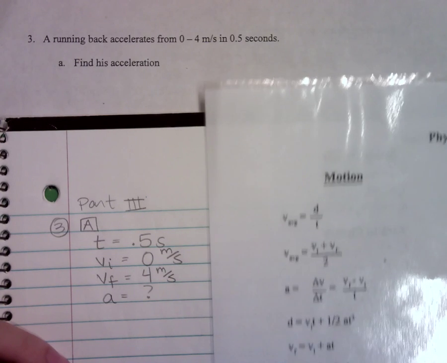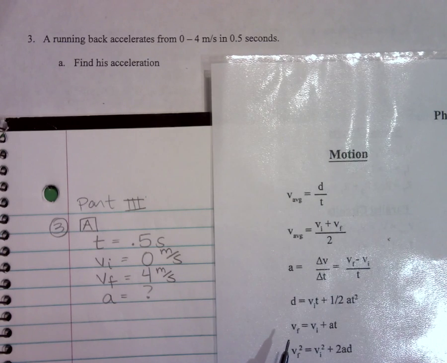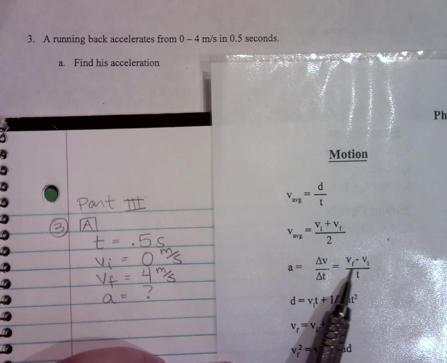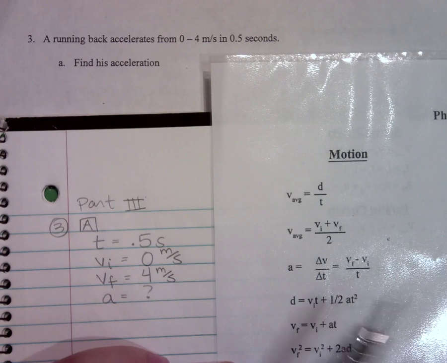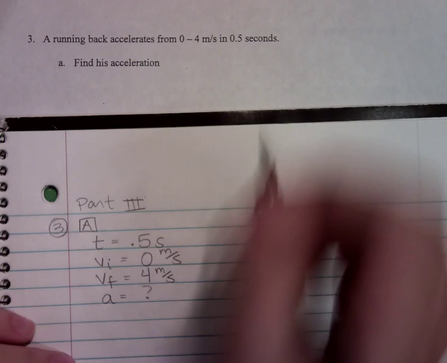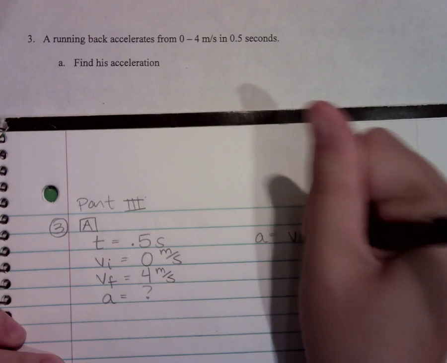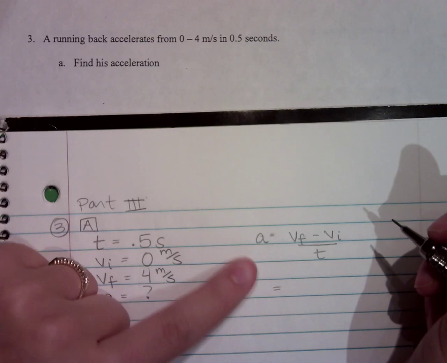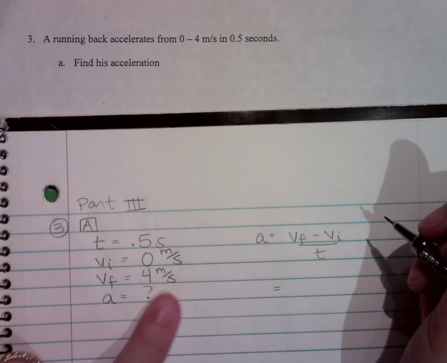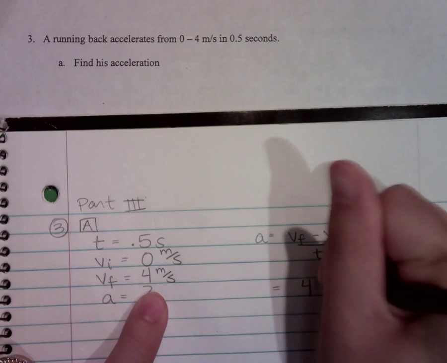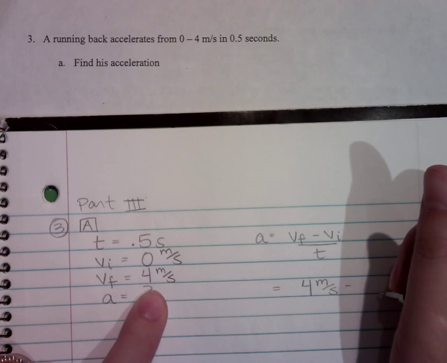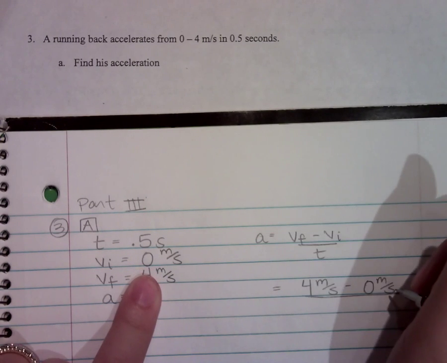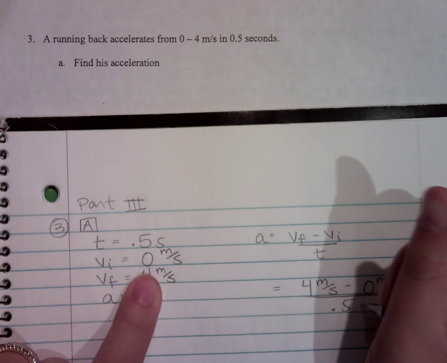So let's look at our formula sheet. Which one could we use? Well, this one just says A is equal to VF minus VI divided by T. So I'm going to use this formula and plug in what I know. For VF, I know it's 4 meters per second, minus VI, that I know is 0 meters per second, divided by T, which is 0.5 seconds.